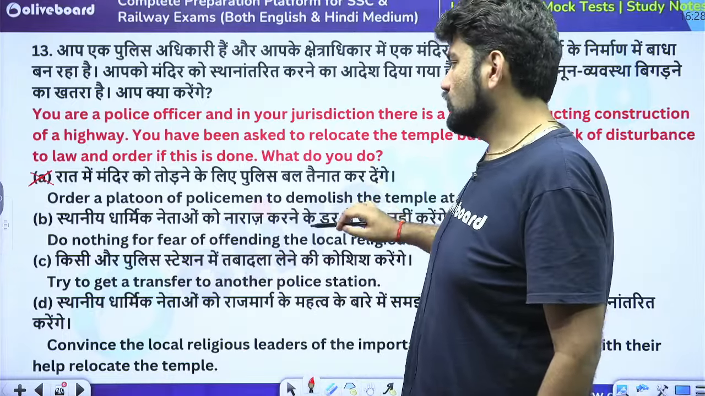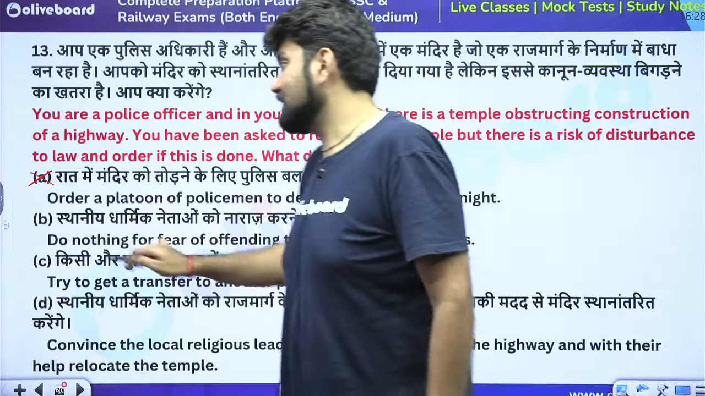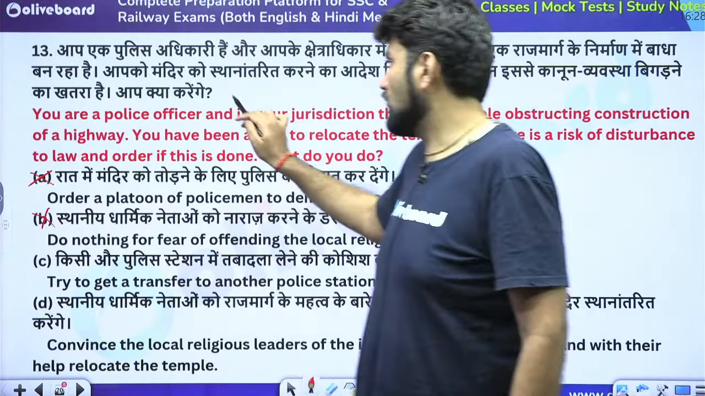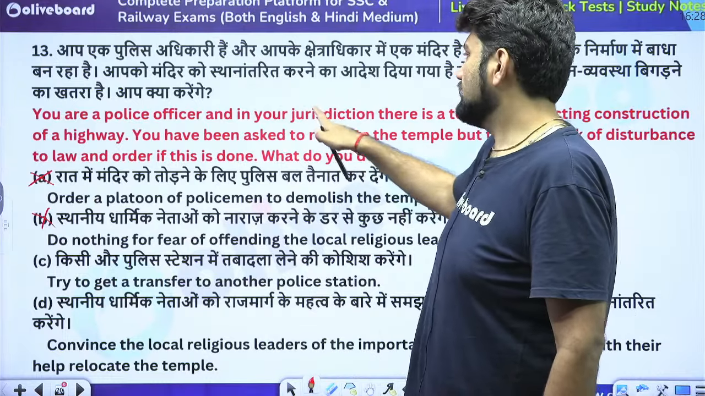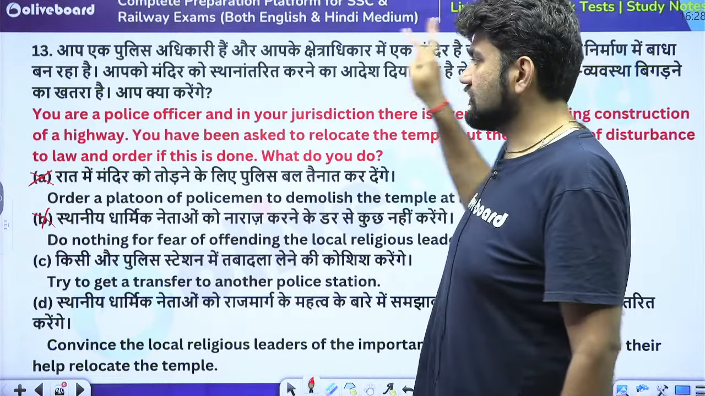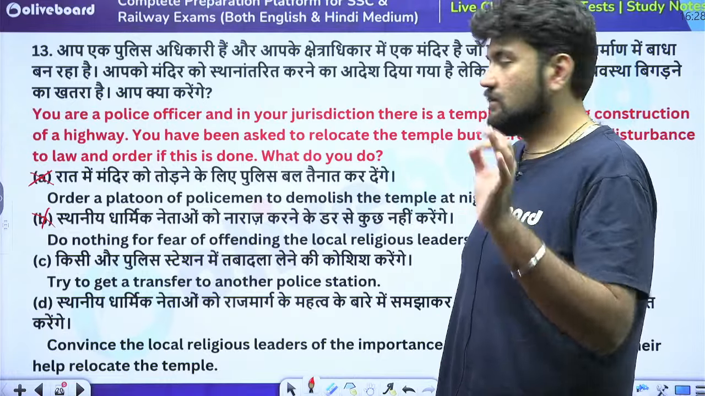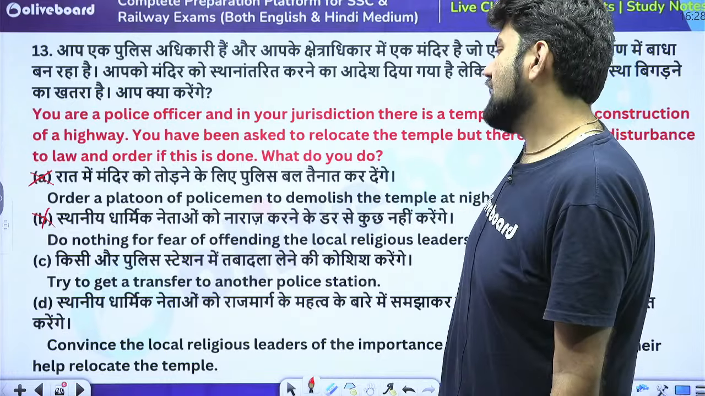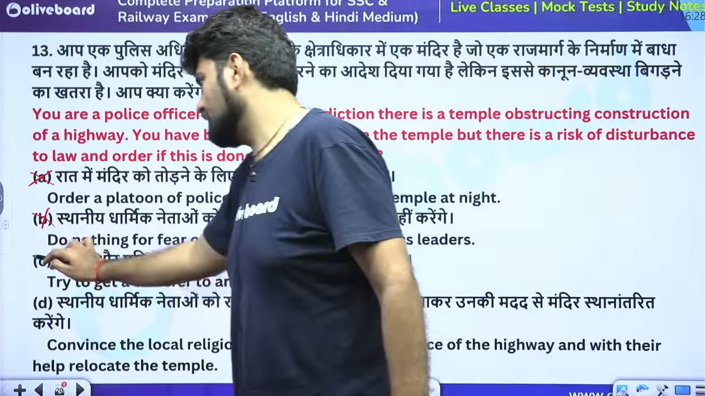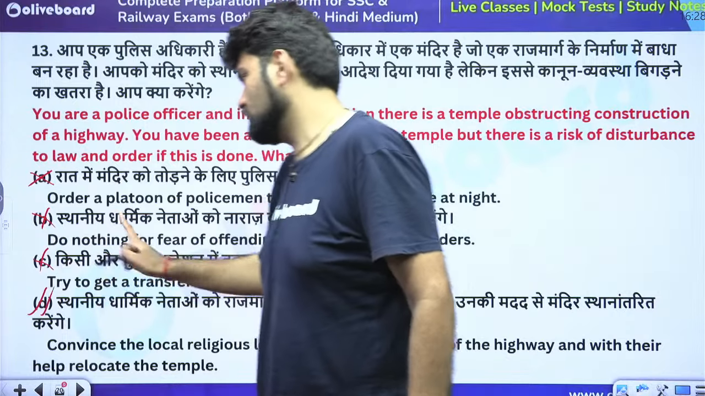Next is, do nothing for fear of offending the local religious leader. That is also not right because you are a police officer and it is your duty that in your jurisdiction, your highway construction needs to be taken care of, so the temple needs to be removed, but there has to be an ethical way around it. Next, try to get a transfer to another police station. Running away from the situation is never going to help you, so option D is the only right answer.